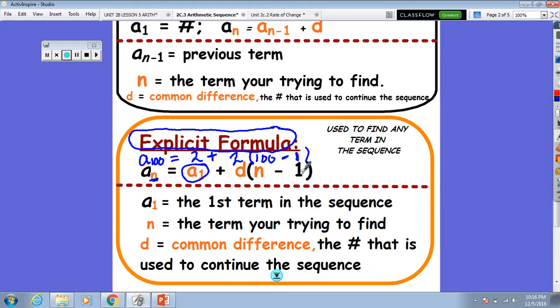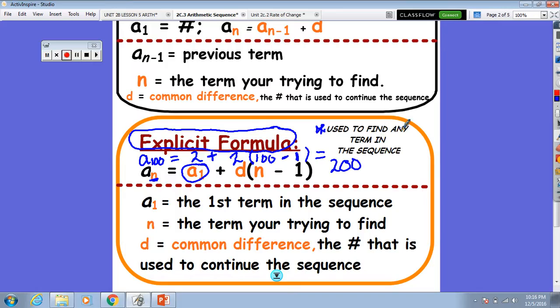So it's always -1. That never changes. So I would simply type this in the calculator and it would give me my answer, which would give me the 100th term. So for example, 2 plus 2 parentheses 99, because that's what 100 minus 1 is, would give me 200.